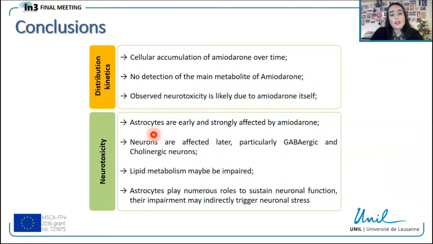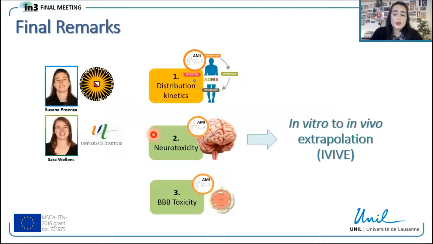The lipid metabolism may be impaired, and since astrocytes play numerous roles to sustain neuronal function, their impairment may indirectly trigger neuronal stress, not just the direct effect of amiodarone. This data will be used for the in vitro to in vivo extrapolation that Susanna is working on, and she will also use data coming from Sarah that is working with the BBB.